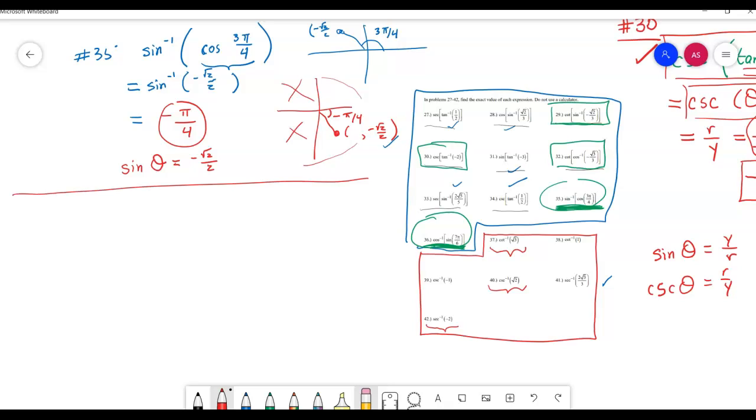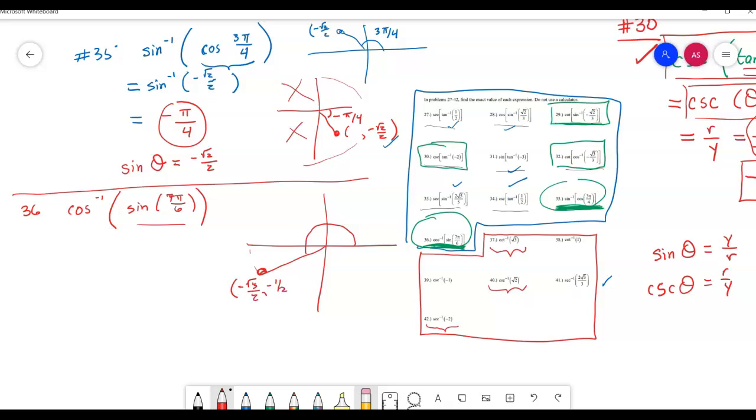All right, that takes us to number 36. So number 36 is find cosine inverse of sine of 7 pi over 6. So the first problem is just a unit circle problem. 7 pi over 6 takes me slightly into the third quadrant on the unit circle. And those coordinates are negative root 3 over 2, negative 1/2. So sine of 7 pi over 6 has a y-coordinate of negative 1/2.